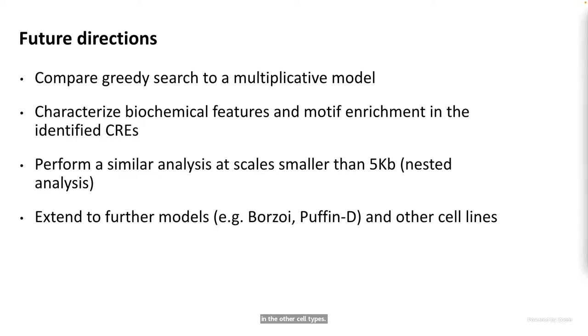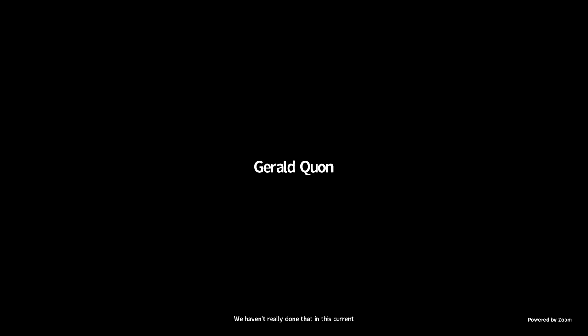We haven't really done that in this current version, but we're going to extend the analysis beyond the cell line. And just very briefly, it does seem like some of the CREs are being used in different cell types, but I haven't really seen any cases of complete reversal. But that's definitely something that we're still analyzing.